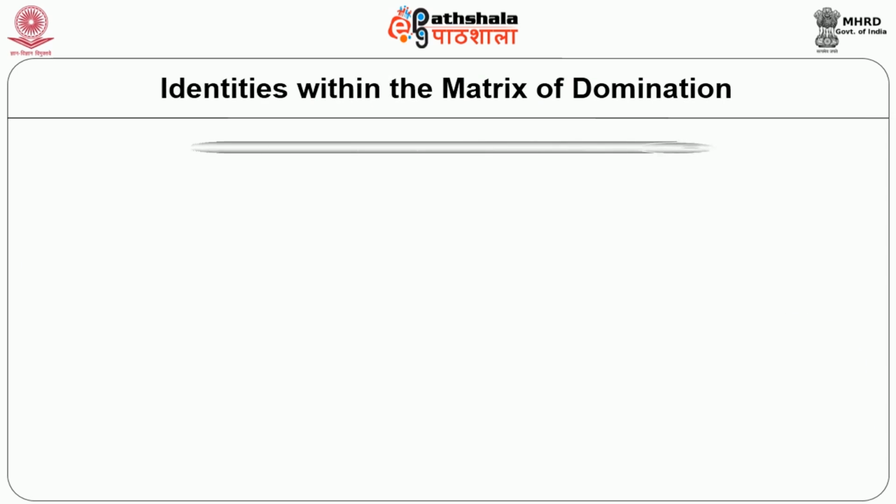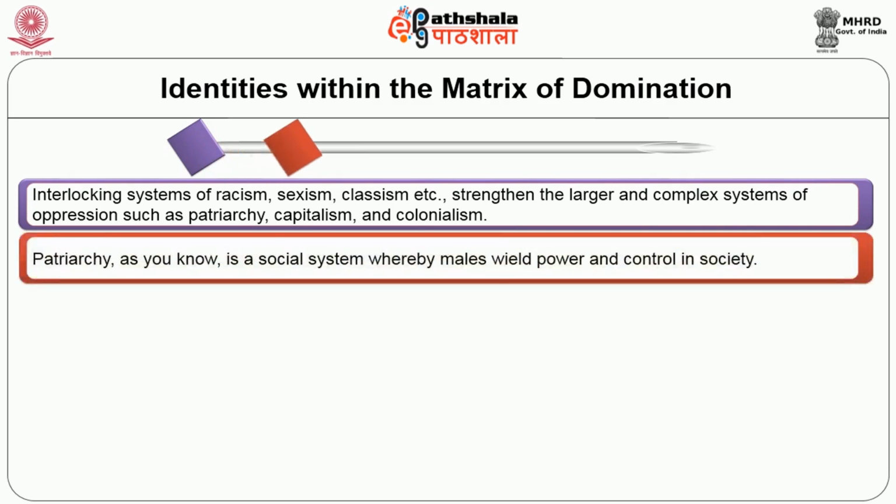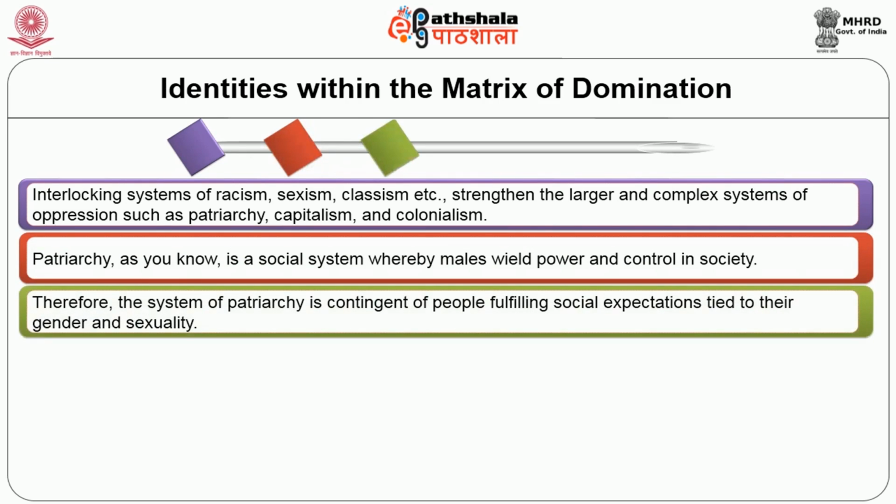Identities within the matrix of domination. Interlocking systems of racism, sexism, classism, etc. strengthen the layered and complex systems of oppression such as patriarchy, capitalism, and colonialism. Patriarchy, as one knows, is a system where males wield power and control in a society. Therefore, the system of patriarchy is contingent upon people fulfilling social expectations tied to their gender and sexuality.